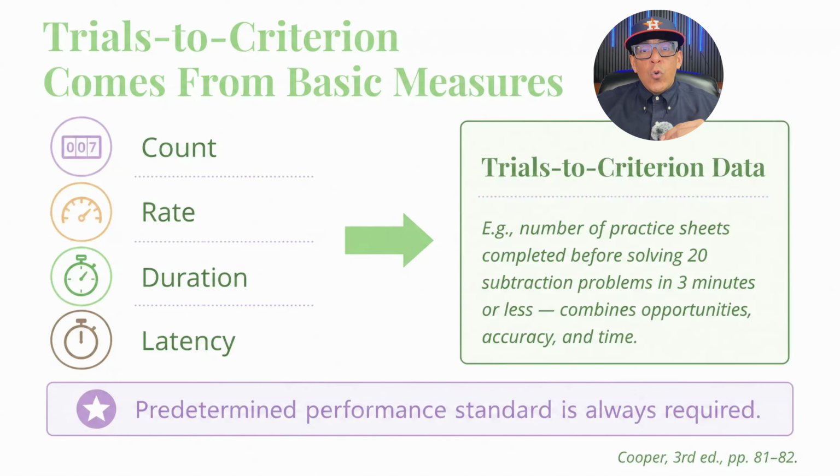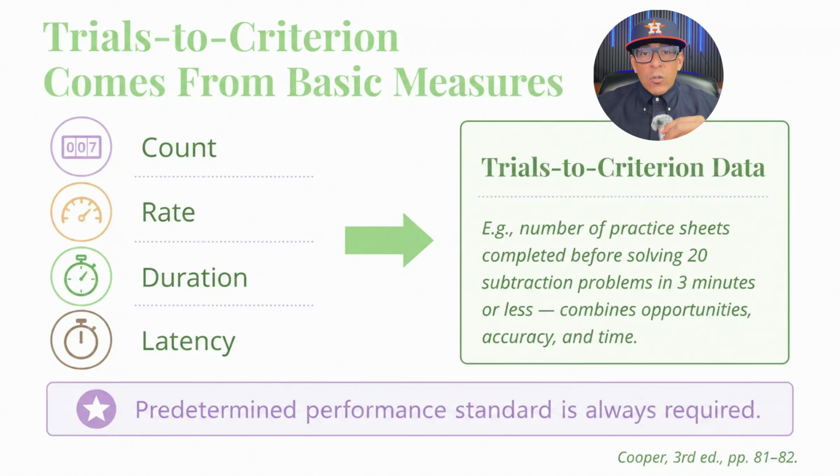In other words, you may count the number of trial blocks or practice opportunities needed before the learner reaches the criterion. Cooper also explains that behavior analysts can use other basic measures as trials to criterion data, including rate, duration, and latency. For example, a trials to criterion measure for two-digit subtraction with borrowing could be the number of practice sheets the learner completes before solving all 20 problems in one sheet in 3 minutes or less. That example combines opportunities, accuracy, and time.